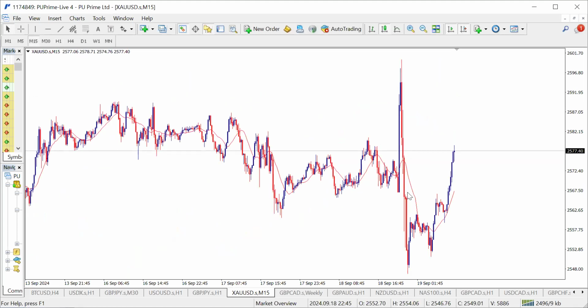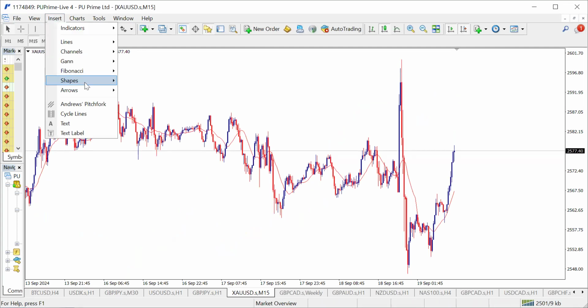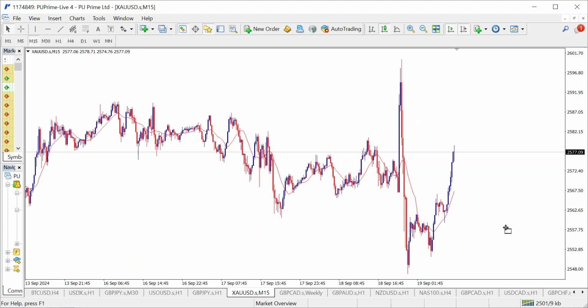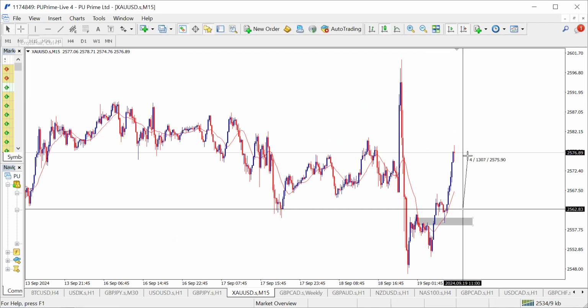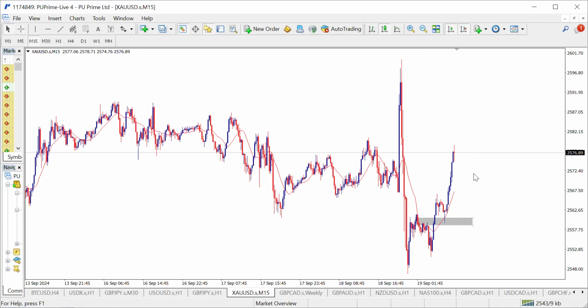If we had seen this pattern, I would have entered a lovely buy here. This would have been a very, very sweet buy for gold, and we'd have made about 130 pips or so. So what do we need to see now? We are hoping to see a pullback before moving to the upside.